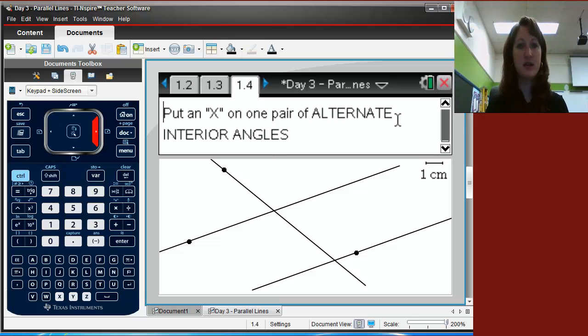Well, alternate means different sides of this transversal. Interior means that they have to be inside the parallel lines. So if you take a look at the parallel lines, we have 4 angles that are inside, and we have to pick 2 that are on different sides of the transversal. So it says put an X on one pair of alternate interior angles.